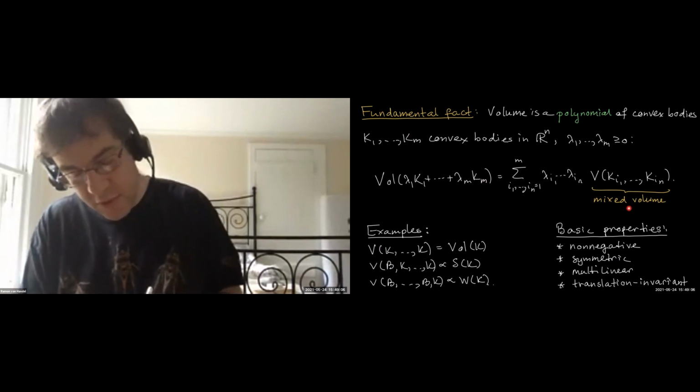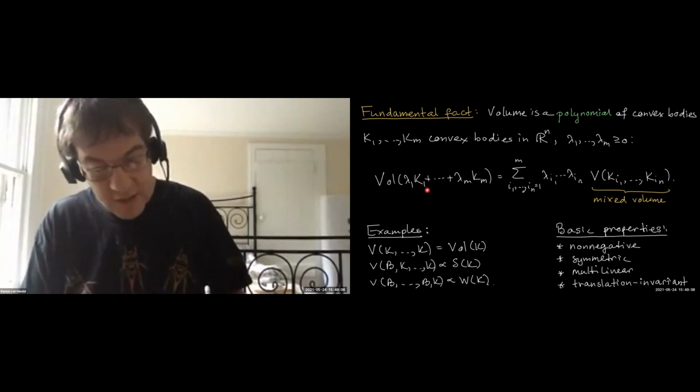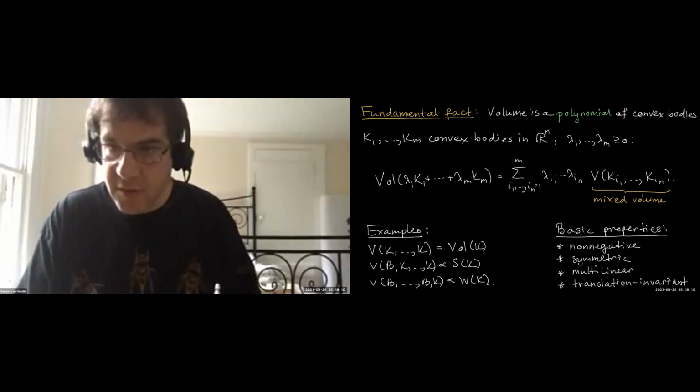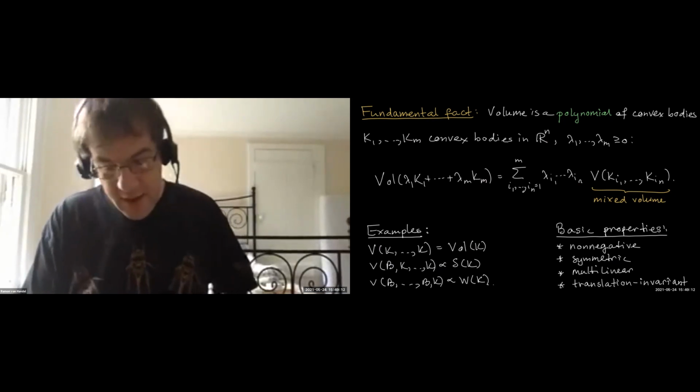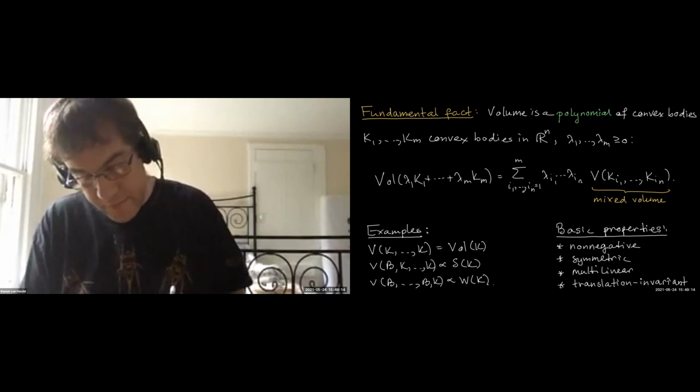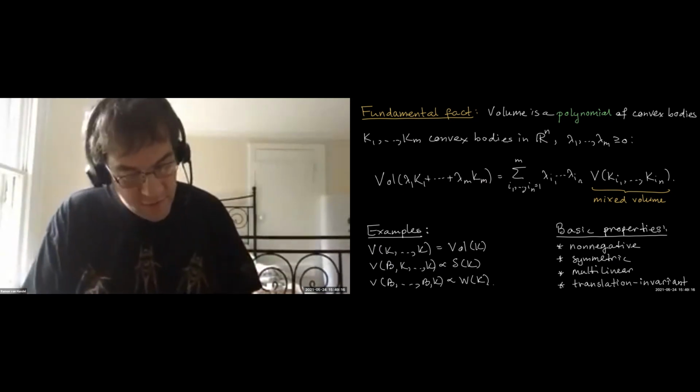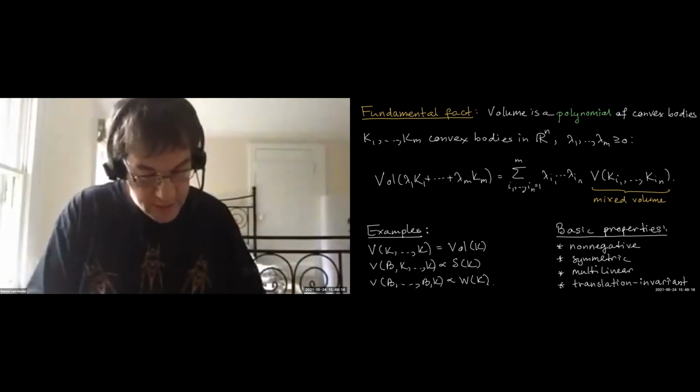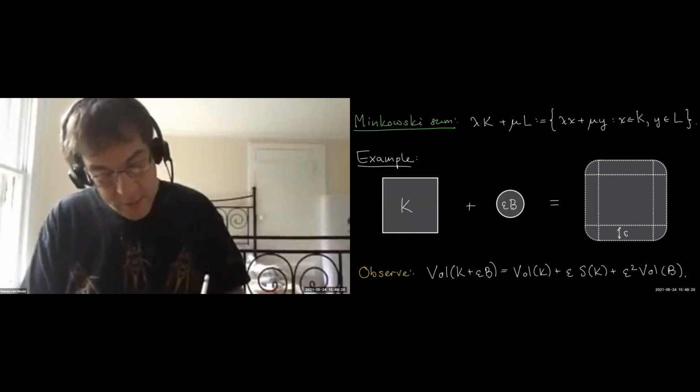And this polynomial has some coefficients which depend on the bodies that I stuck in. And those coefficients are called mixed volumes. Okay? And once you have this insight, first of all, for example, on the previous slide, you saw some examples of mixed volumes.